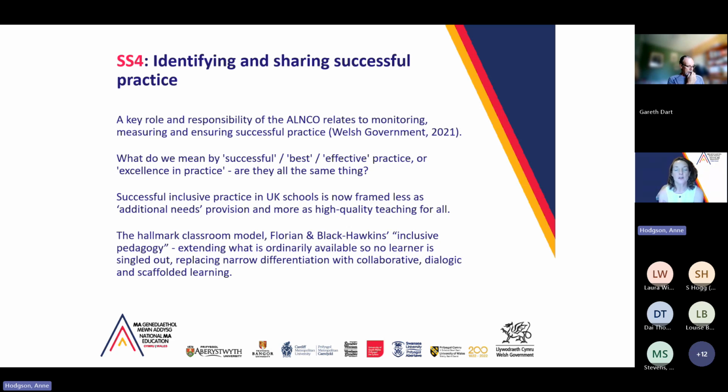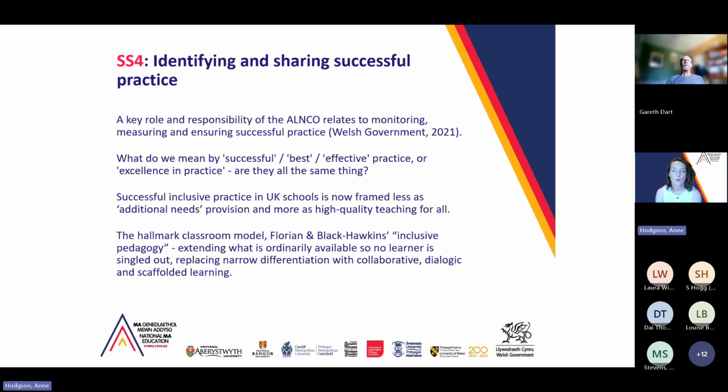So successful inclusive practice in UK schools is now framed less as about additional needs provision and more about high quality teaching for all. And you will have come across that term over and over again in recent years, from the Estyn reports to the Estyn thematic reports to the ALN legislation. This strand of high quality teaching for all repeats. It comes up time and time again.